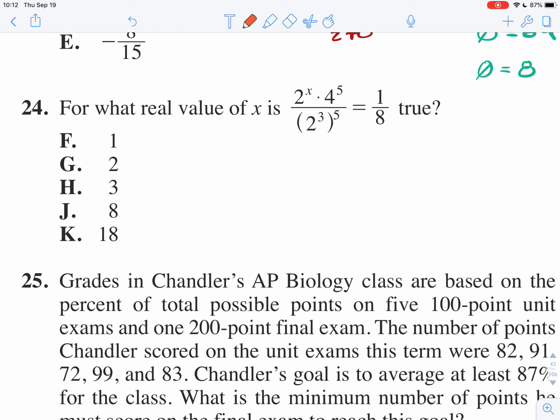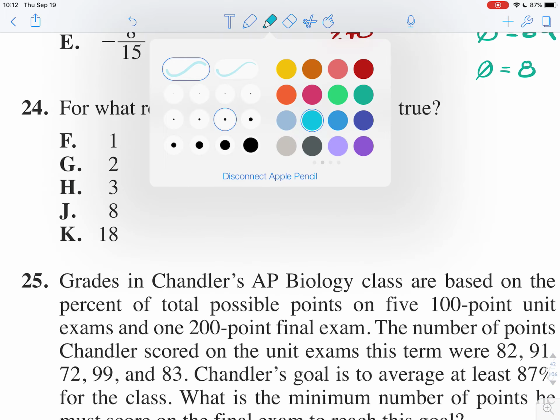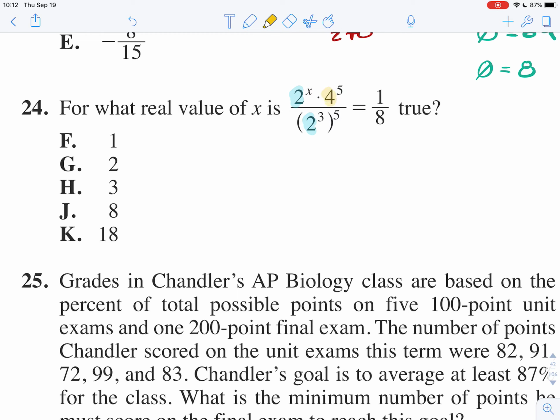So they want to know for what real value of x is 2 to the x times 4 to the fifth divided by 2 to the third raised to the fifth equals 1/8. Alright, so what I want us to note is that for the most part our bases are 2, except for this one pesky base of 4.